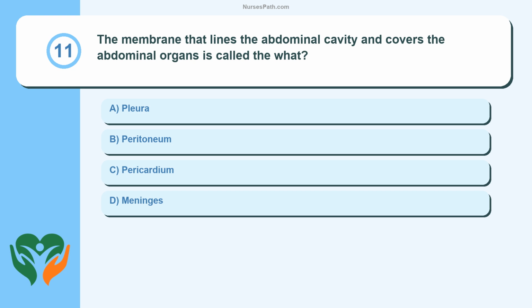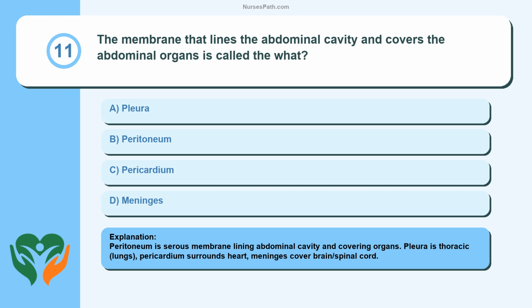Question 11. The membrane that lines the abdominal cavity and covers the abdominal organs is called the what? Pleura, peritoneum, pericardium, meninges. Peritoneum is the serous membrane lining the abdominal cavity and covering organs. Pleura is thoracic, lungs; pericardium surrounds the heart; meninges cover the brain and spinal cord.